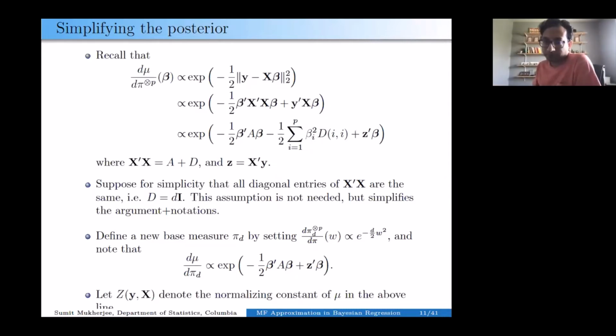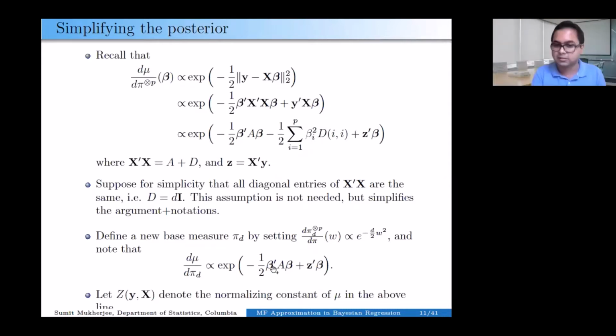So the idea is that you get to replace this beta by its conditional expectation. So it's sort of showing a concentration here. Cool. Thank you.